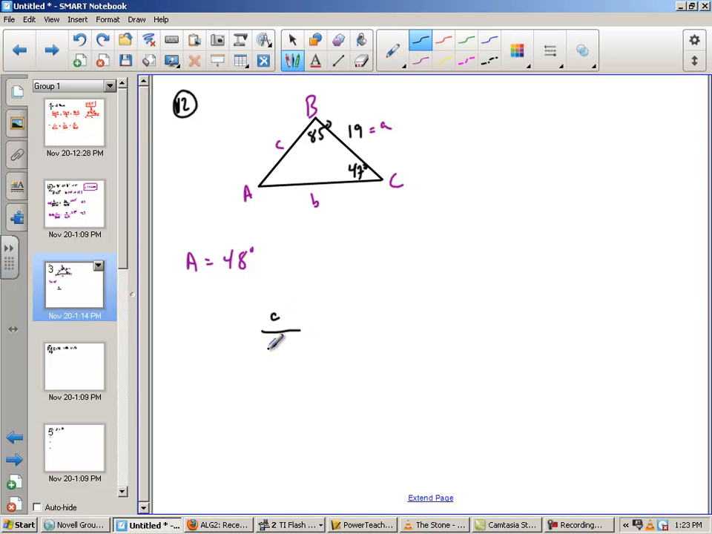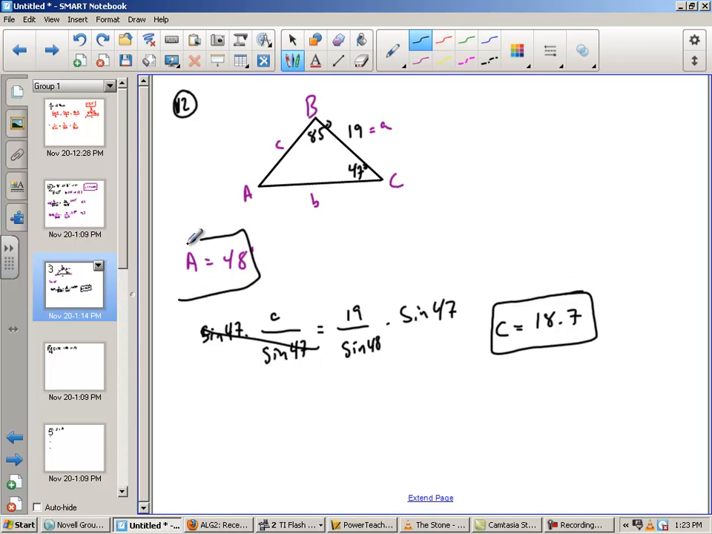So little c over the sine of 47, that's its partner, its big angle, should be equal to 19 over the sine of 48. Of course, I'm going to multiply by the sine of 47 on both sides. And c is going to equal 19 times the sine of 47 divided by the sine of 48, which is 18.7.